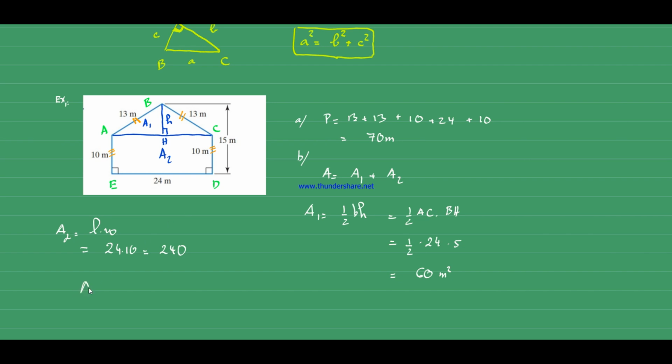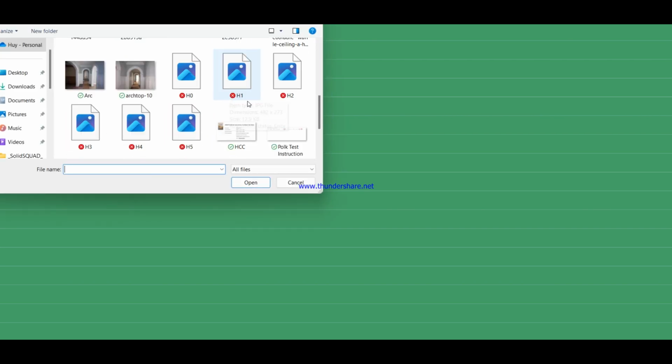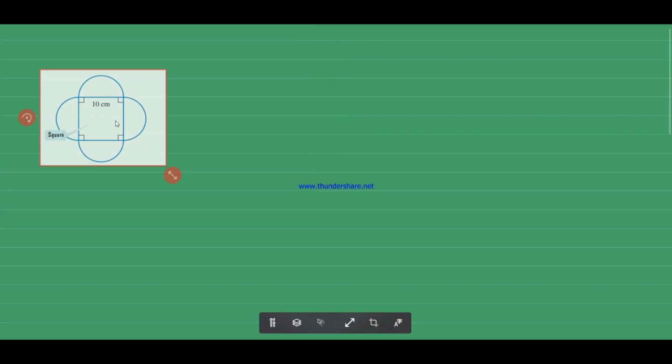Now we can find the area. A will be 240 plus 60, so the answer will be 300 meters squared. You see that it's all about your observation. If you can recognize this, then you can find the area easily. Now let's do another formula. Example number 2 right here.